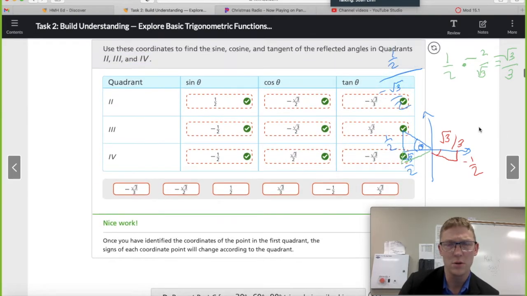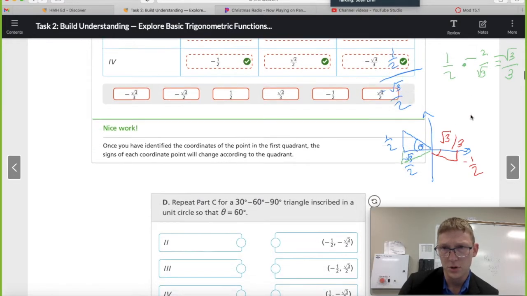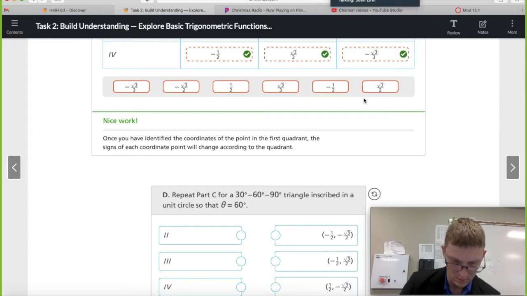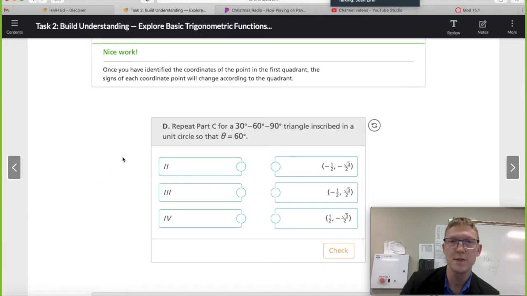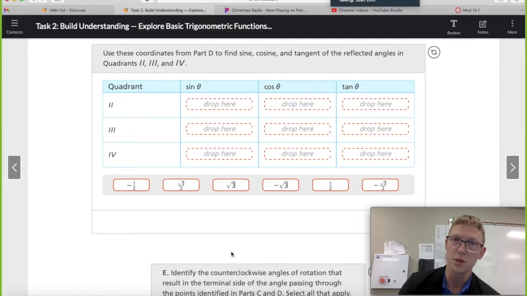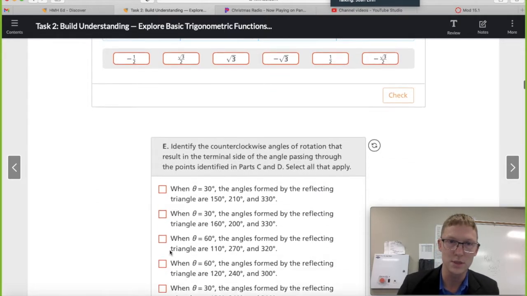yeah, I don't know what I did wrong the first time, but all of that made sense. So, I don't know. Again, draw a picture. It is super helpful. So repeat part C for a 30, 60, 90 triangle inscribed in a unit circle where theta equals 60. So I'm not going to use your time here at home doing that. That's definitely something that we will end up doing over and over and over again throughout all of our homework. So get comfortable with the positives and negatives of the different quadrants.